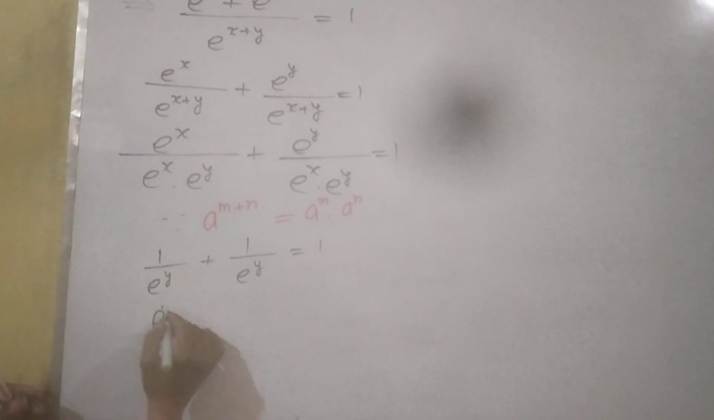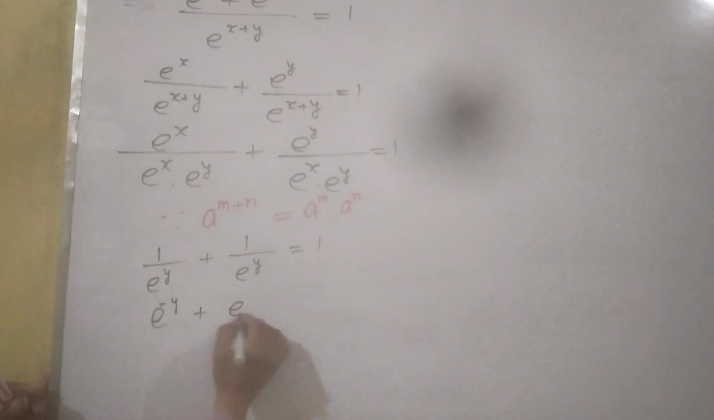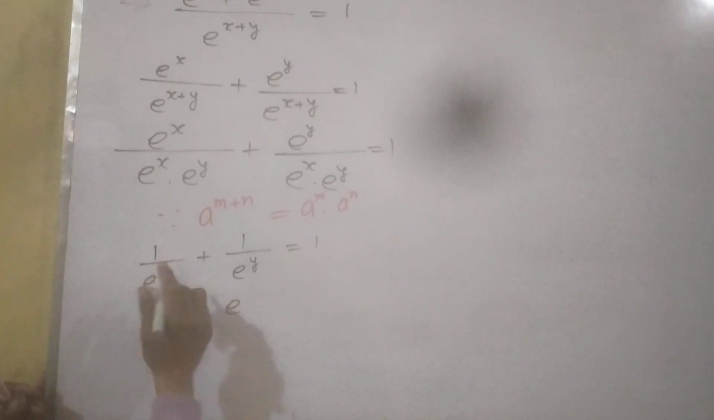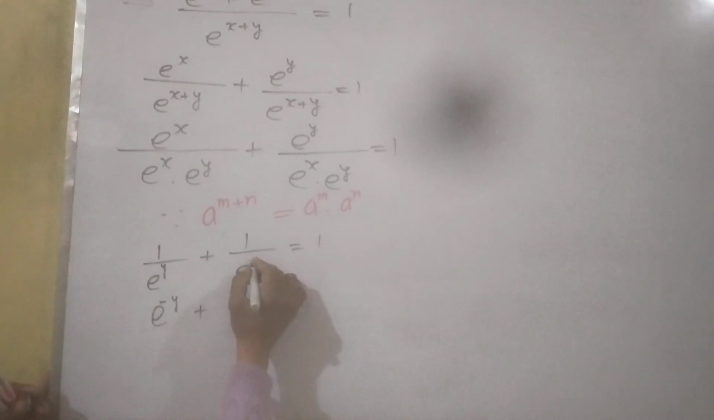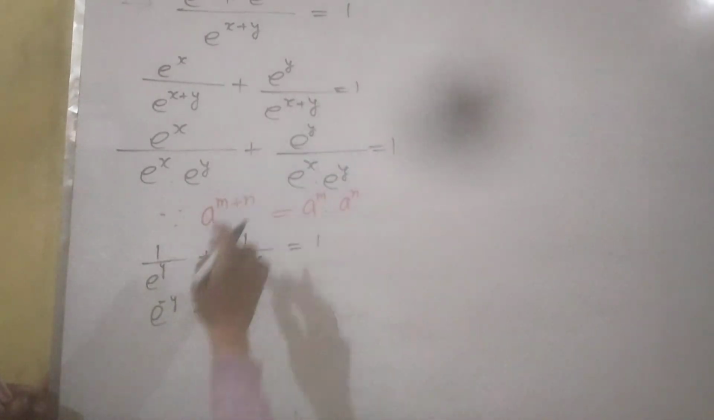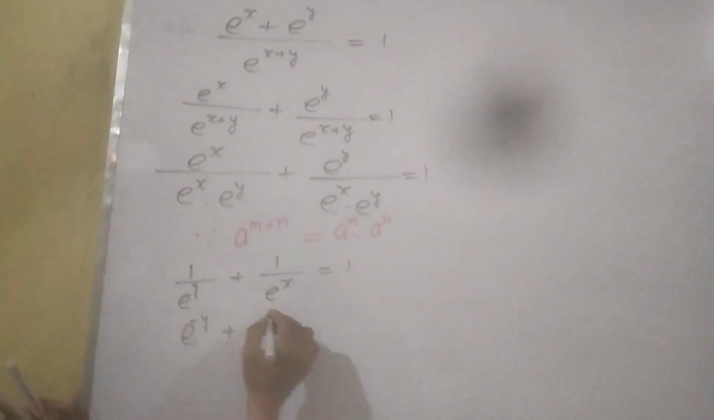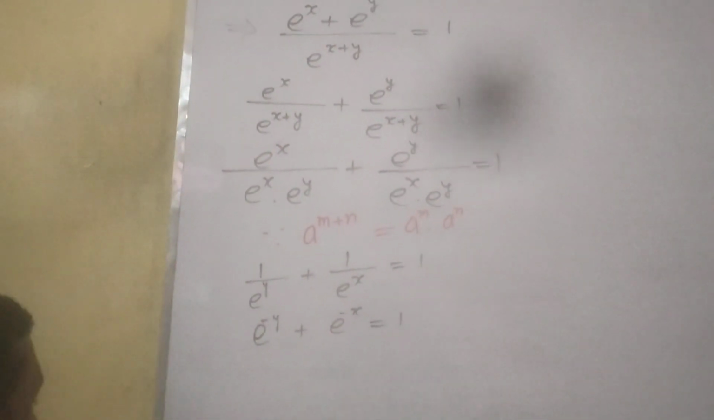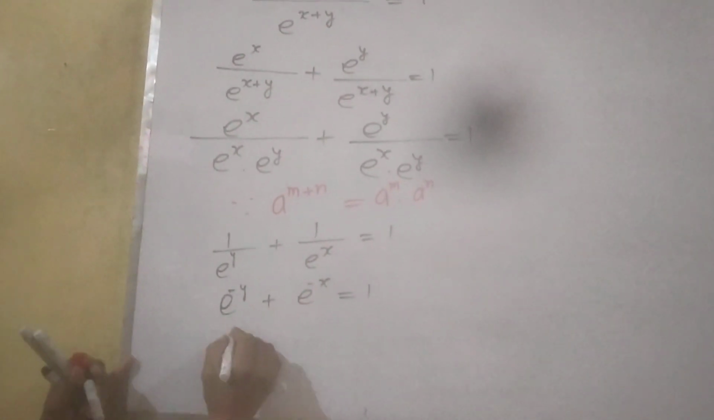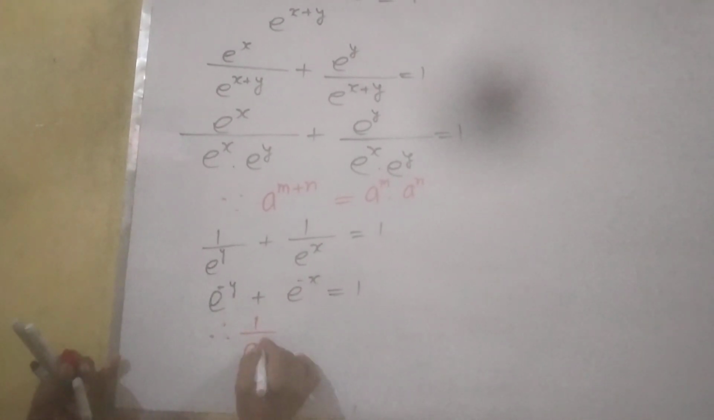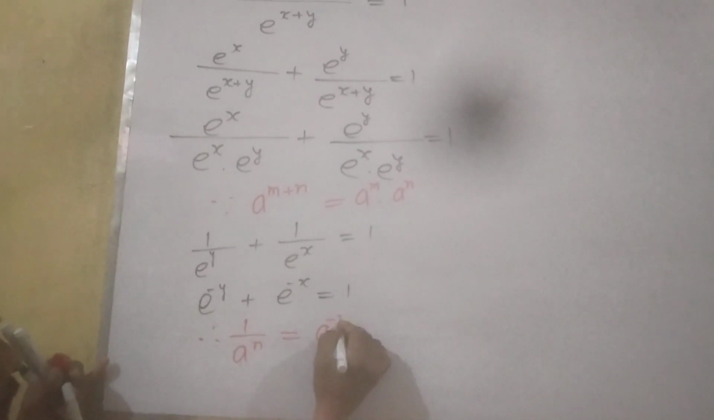It becomes e to the power minus y plus e to the power minus x equals 1. Why? Since 1 upon a to the power n equals a to the power minus n.